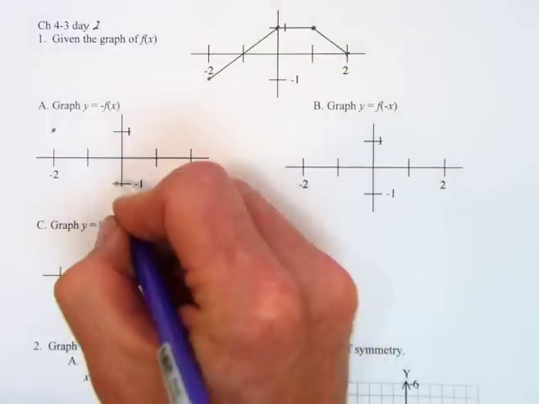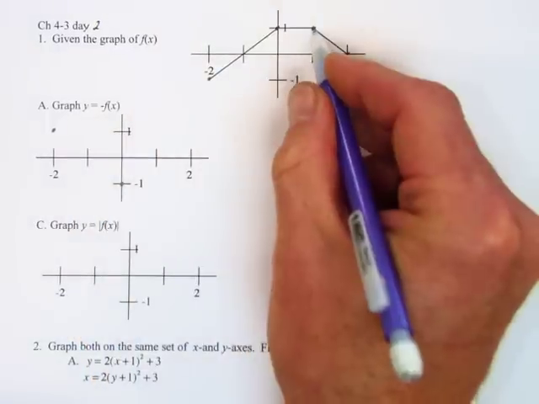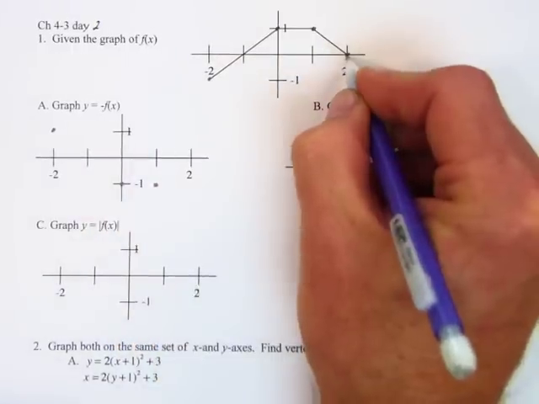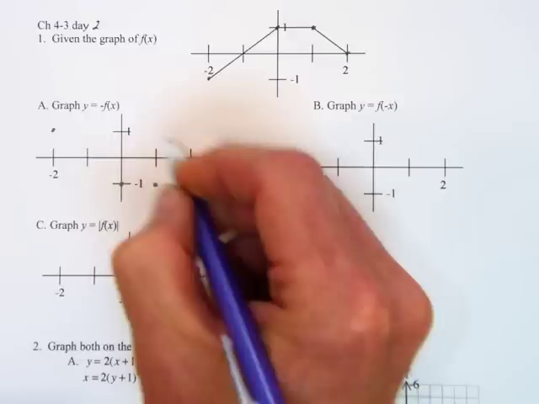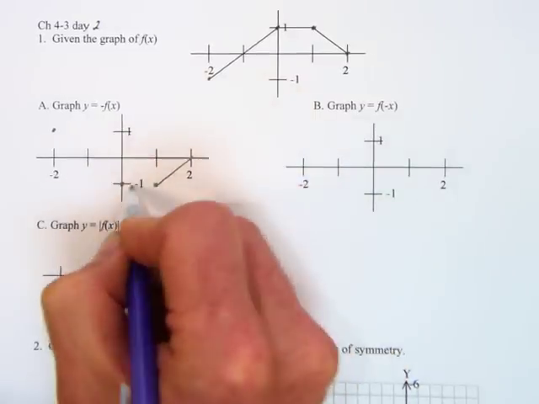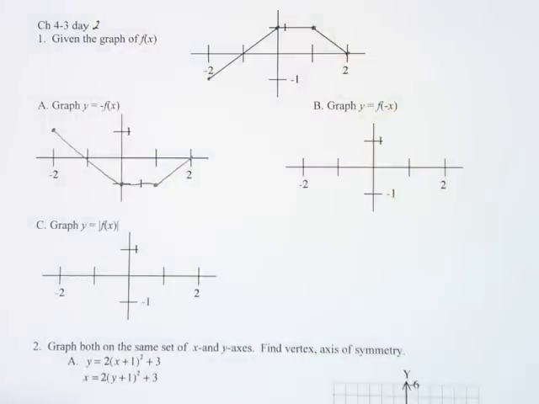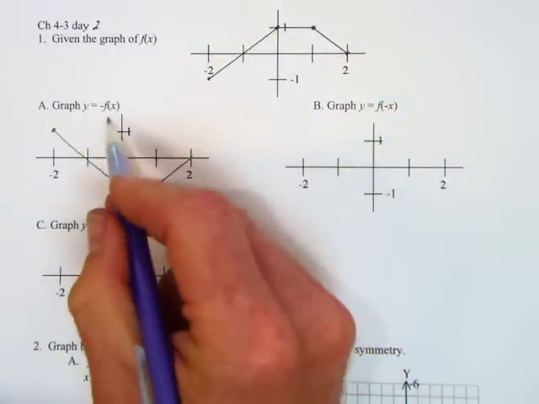This was at positive 1. Now it's going to be at negative 1. Positive 1 is also going to be at negative 1. Again, the same x values. And then 0 would just stay 0. And at this point, you can just connect the dots. And that equals y equals negative f of x.